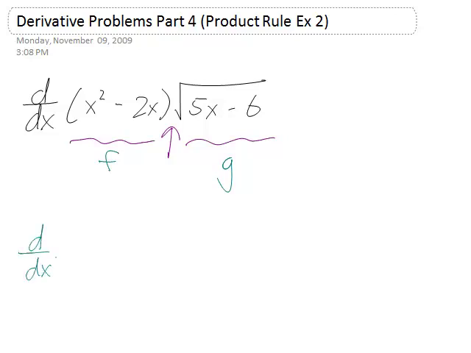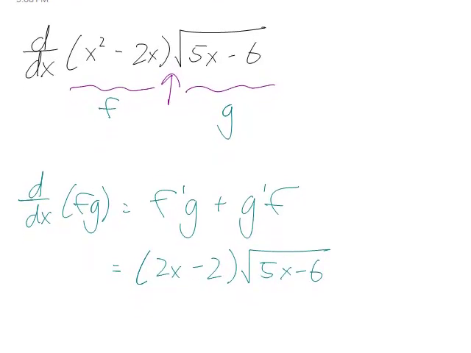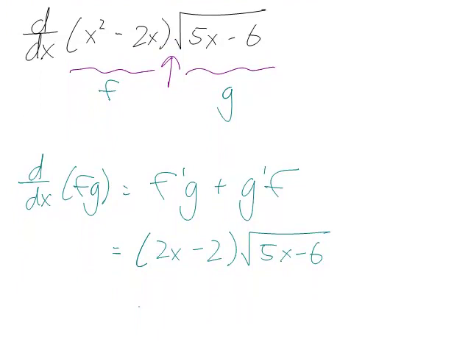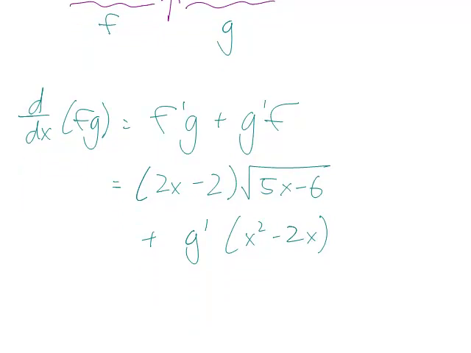So the derivative of fg is f prime g plus g prime f. F prime isn't very hard, it's just 2x minus 2. G is square root of 5x minus 6. But most of the work in this problem comes from g prime, because we can't take the derivative of g directly, we need to use the chain rule. So let's just write it out separately.